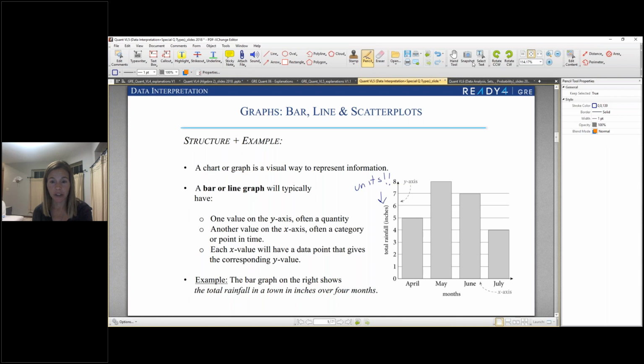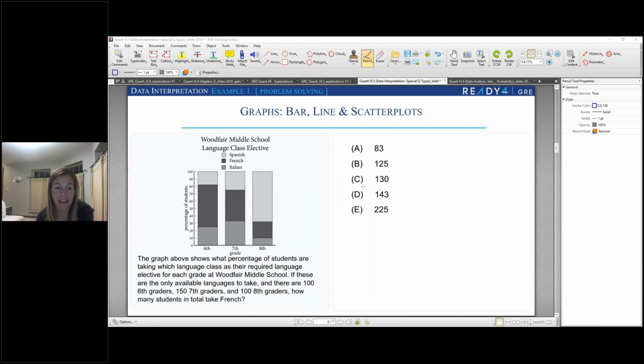So if we wanted to interpret what this graph is about, we would say, oh, well, it's about the total rainfall in inches over 4 months. And there's no title here, but it looks like a place that rains quite a lot in May. Looks like a monsoon climate, actually. Okay. So anyway, the most important thing is just to be clear on what the graph can tell you.